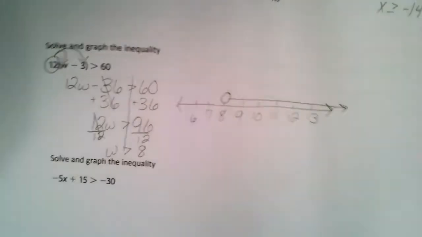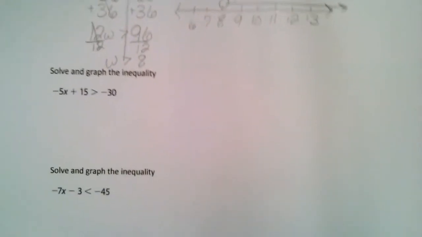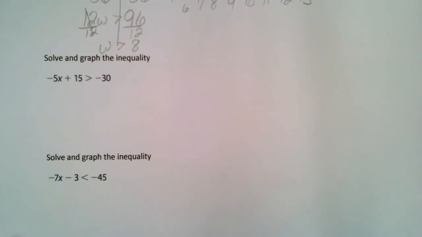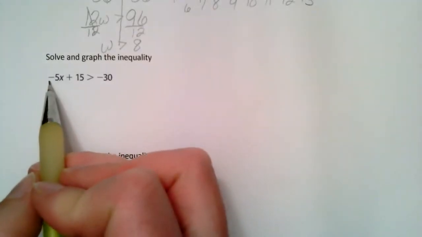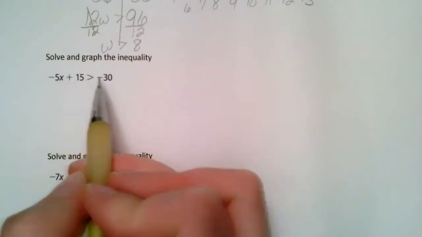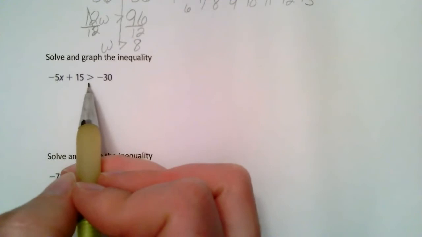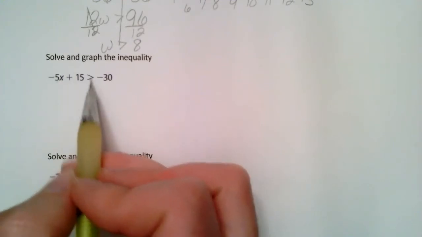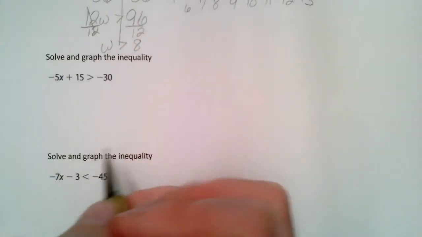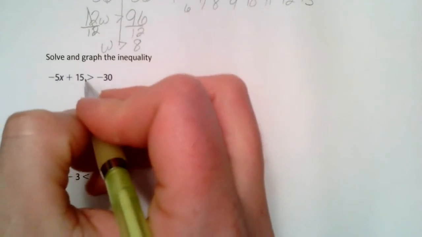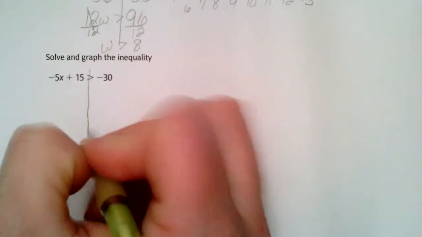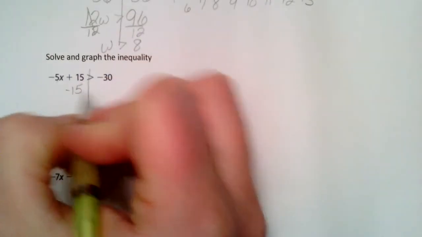Okay, for the next one, I've got negative 5x plus 15 is greater than negative 30. Now, this one has a negative coefficient. I got a negative 5 here. So my inequality sign here is going to flip at the end. So I already know that, so I'm going to pay attention to that as I get to the end. So I don't have any parentheses, so I can go ahead and solve it. So put your line down the middle. I'm adding 15 to the problem, so I need to subtract 15 from both sides.